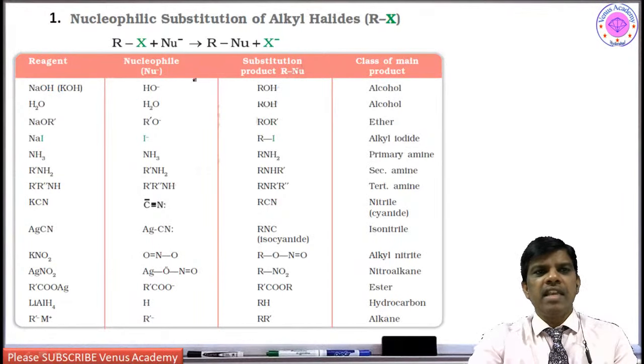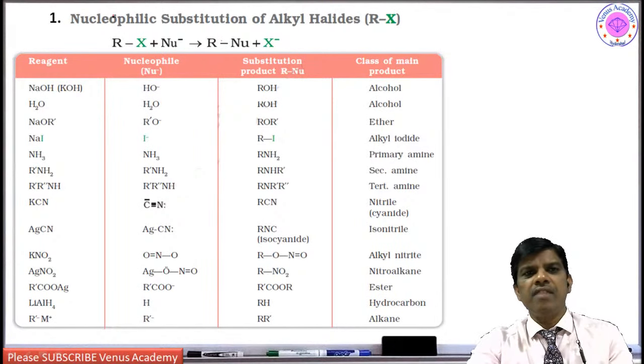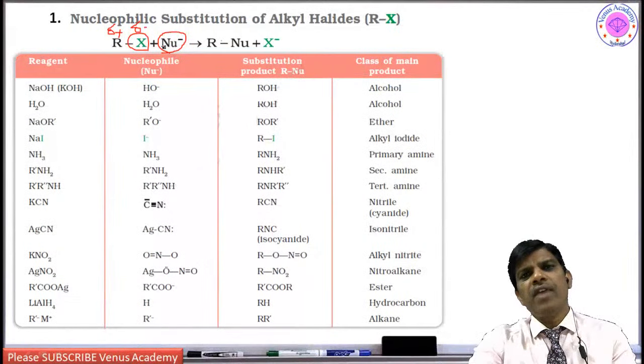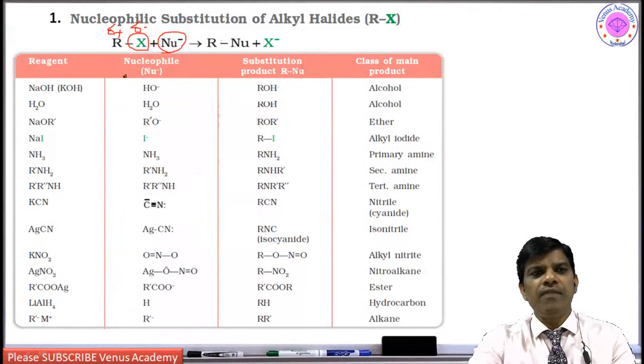Chemical reactions. These haloalkanes undergo substitution reactions. What is substitution? Whatever is here will be substituted with another nucleophile. In the previous topic we learned that in alkyl halides the halogen has a partial negative charge because of electronegativity, whereas carbon is positively charged. So this halogen will be substituted with a nucleophile. That means the nucleophile will substitute X to give R-nucleophile.